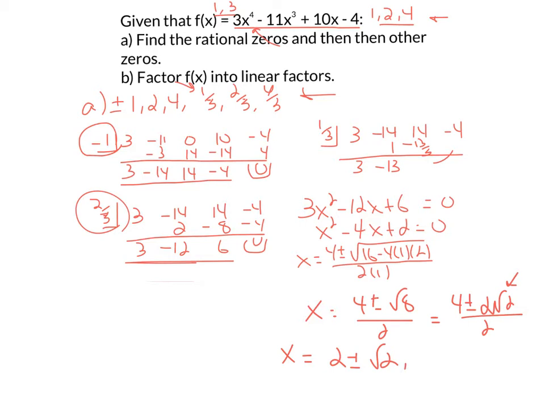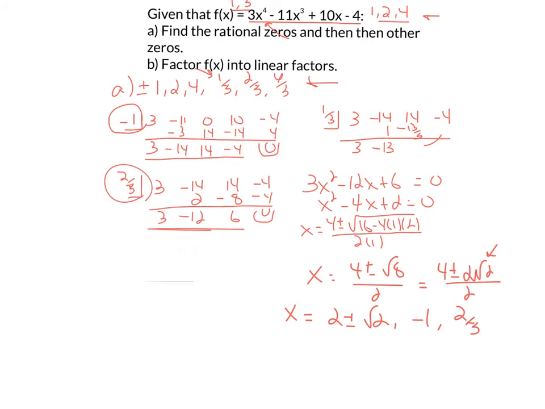And don't forget these 2 answers. My other zeros were -1 and also 2/3. So those are my zeros. That's part A. And you're like, that's part A? That's part A. Okay, then part B says factor into linear factors, which means write them all as factors.